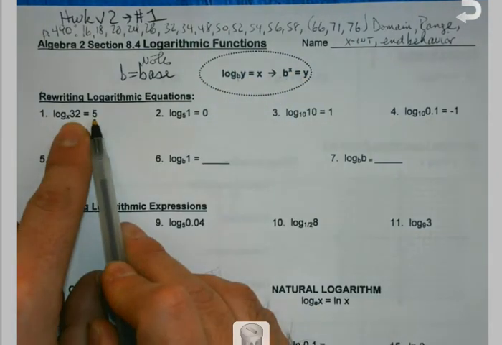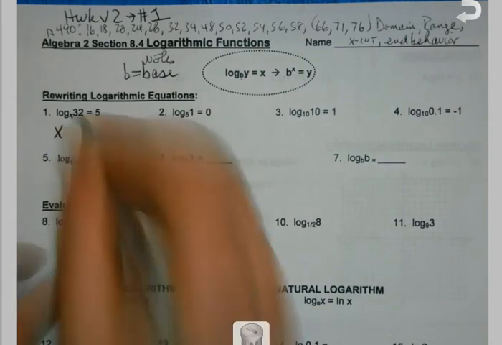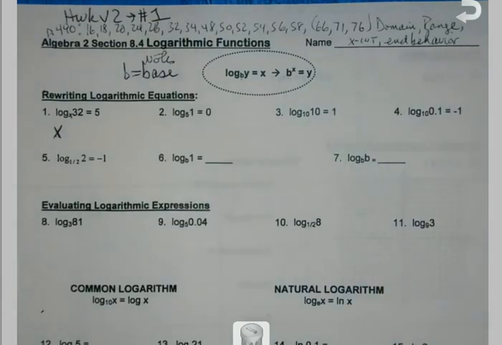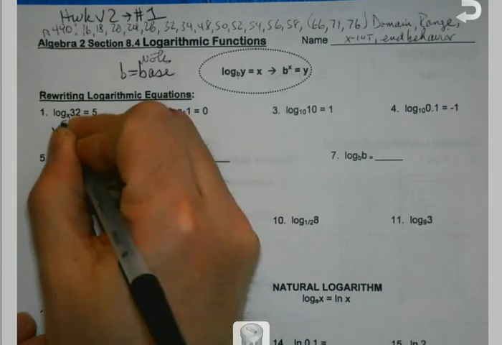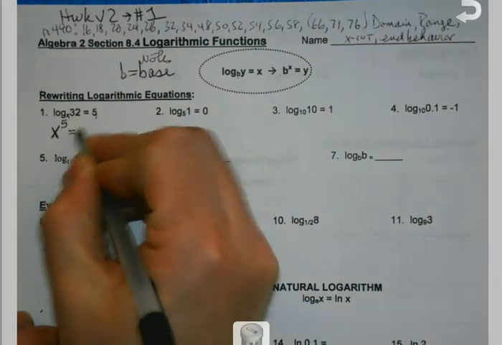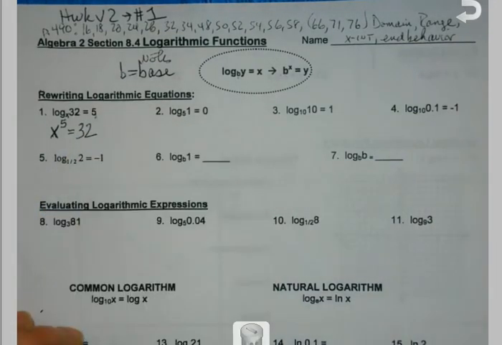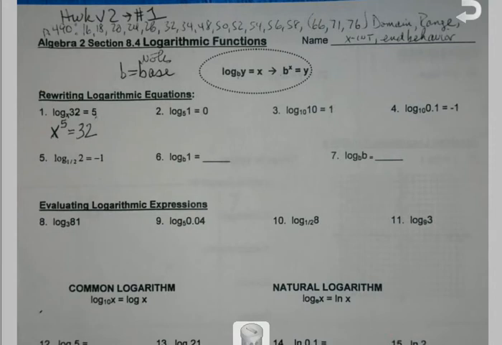So if I'm looking at this, my base is always going to be that little subscript that's down there, the little itty bitty either variable or number that's there. My exponent will always be on the other side of the equals, so I just call it my answer. And then my solution. And if I wanted to find the answer, I could take both sides to the 1/5 power, do an opposite to do that. But right now we're just rewriting them.